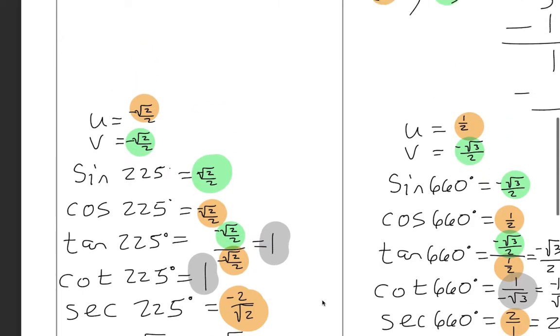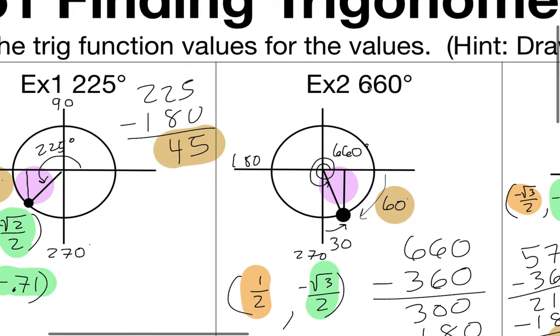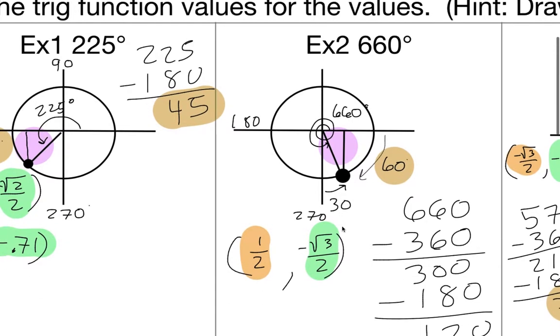Bam, those are all the trig values. Whew. Okay, let's go to example number 2, 660 degrees. Well, we have to wind around a couple of times.